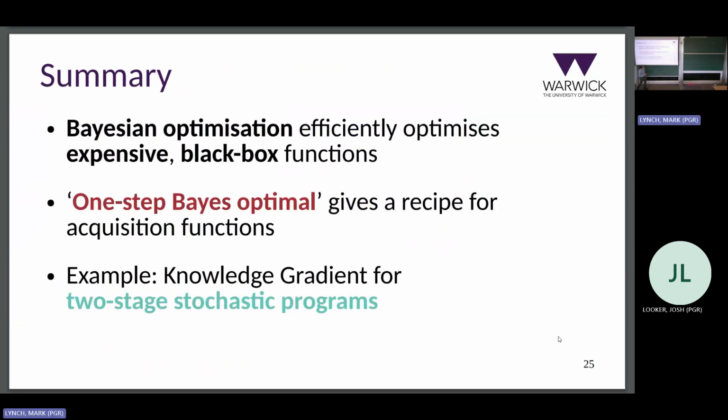Okay, so in summary, Bayesian optimization is a good way of optimizing expensive black box functions, and not just simple problems, but also such as this two-stage problem. One-step Bayes optimal acquisition functions are a good way of designing greedy acquisition functions. It's a good trade-off between being efficient and getting good results. And knowledge gradient works well for two-stage stochastic programs, as was demonstrated in the last two examples.